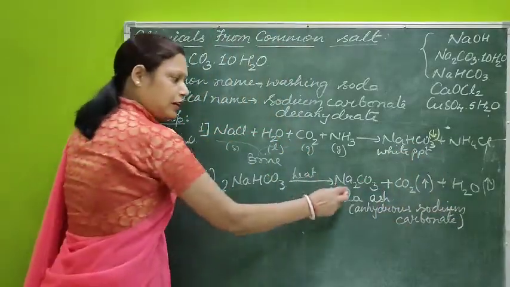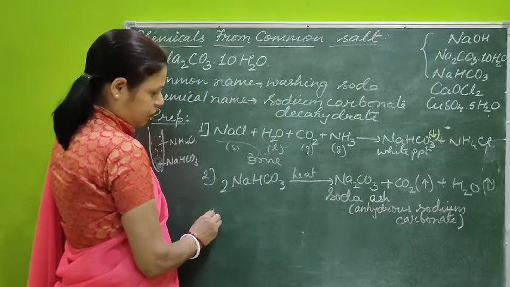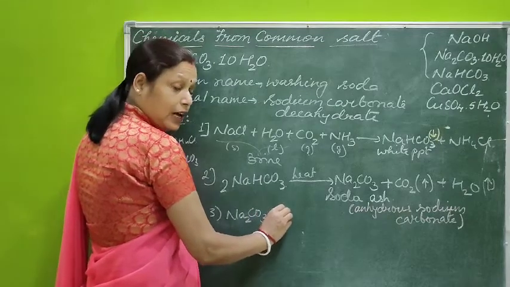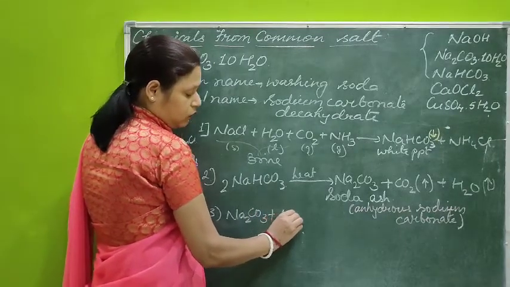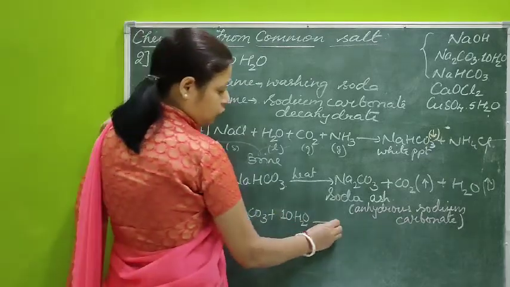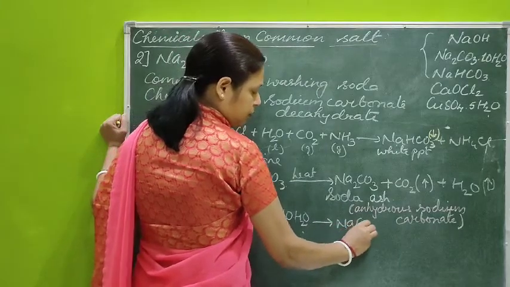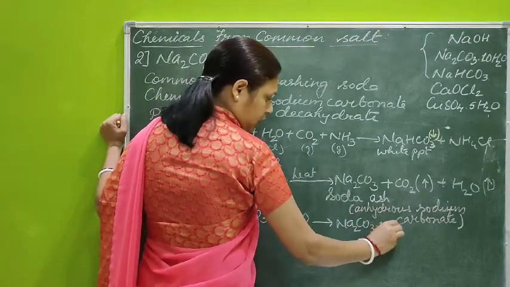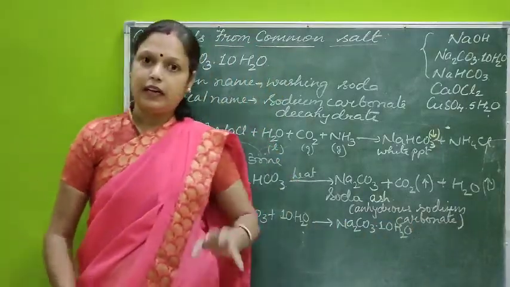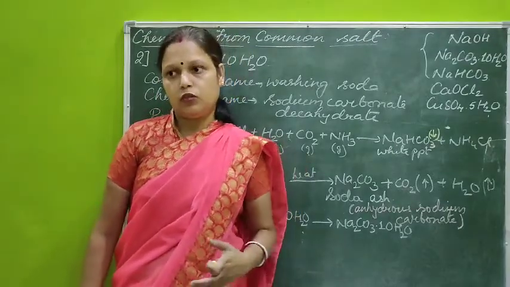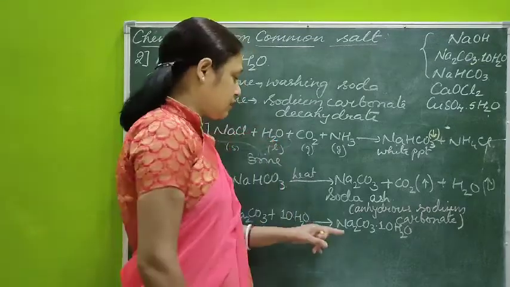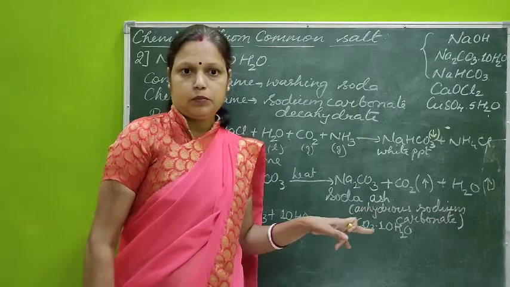Final step. Now in this sodium carbonate, that is soda ash, you have to add a calculated 10 molecules of water. When these 10 molecules of water are added, you will obtain Na2CO3·10H2O. Now the question is, why exactly 10 molecules are added? Why no more or less water molecules? The reason is that exactly 10 molecules are responsible for the crystalline shape of washing soda.